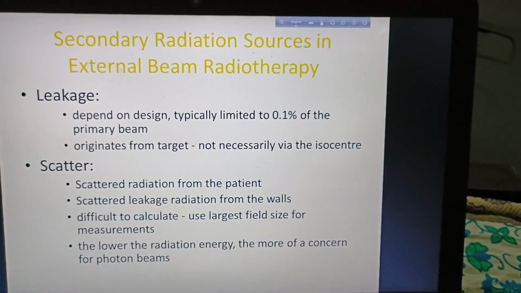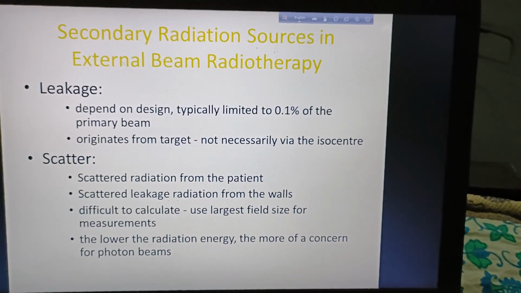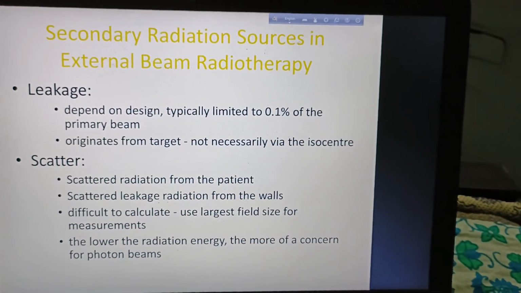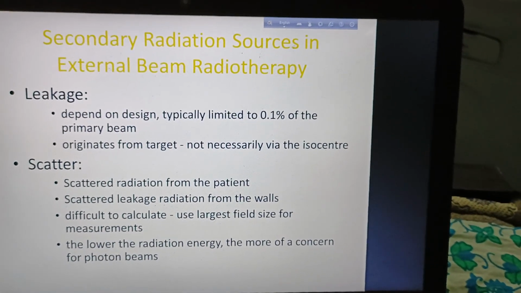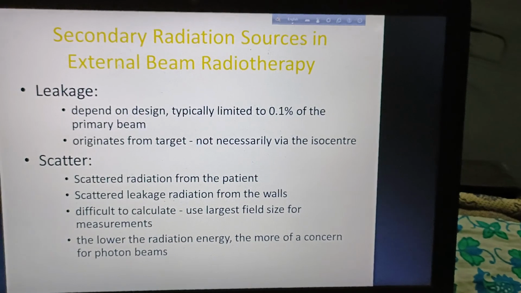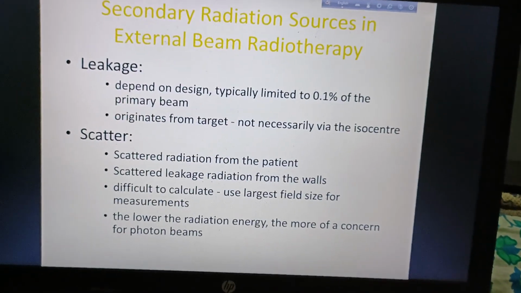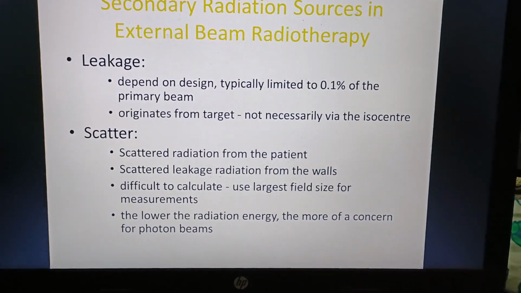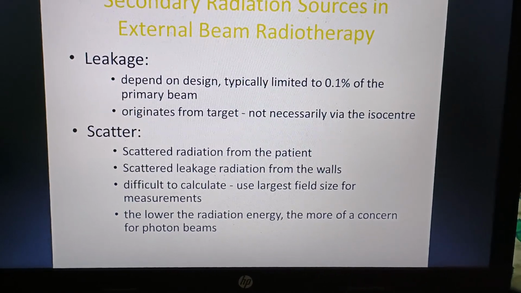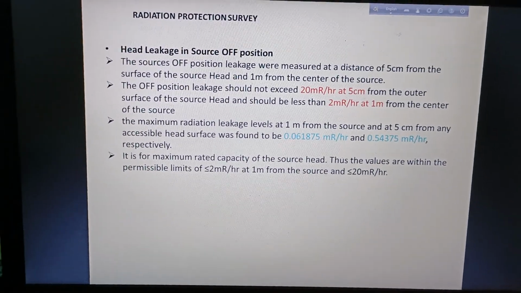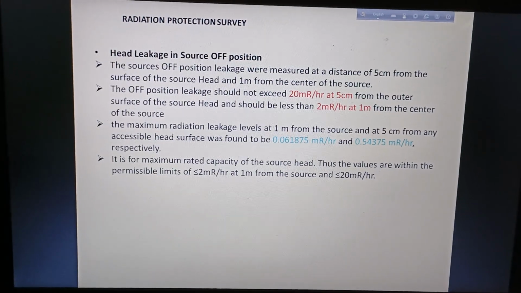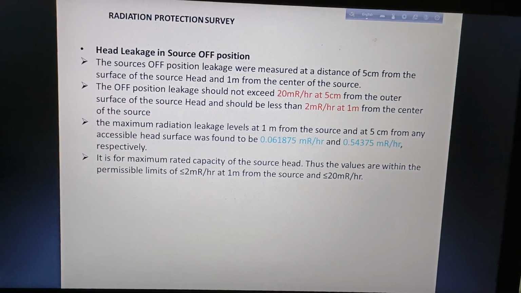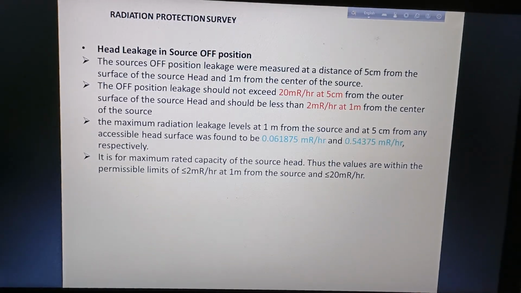Secondary radiation source in external beam radiotherapy: leakage depends on design, typically limited to 0.1% of the primary beam. It originates from the target, not necessarily via the isocenter. Scattered radiation from the patient, scattered leakage radiation from the walls. Difficult to calculate; use the largest field size for measurement. The lower the radiation energy, the more of a concern for photon beams. So radiation protection survey, head leakage in source position, for the Cobalt 60 machine. You can see the value here.